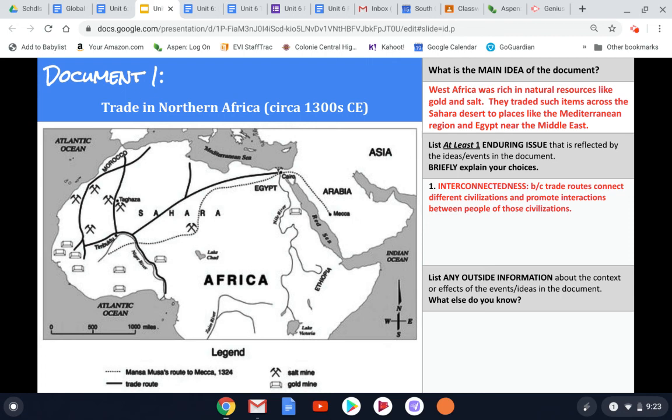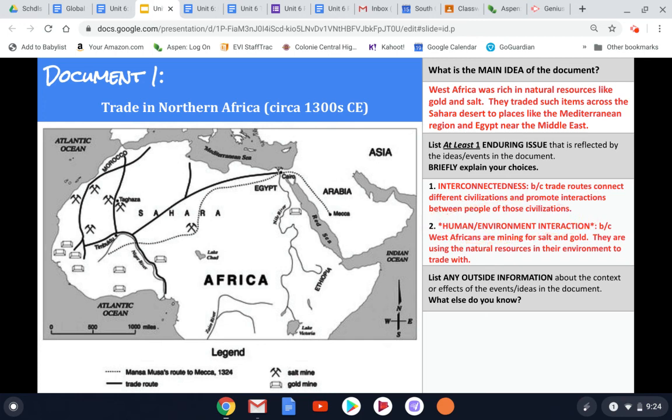Is there anything else that shows up in this document that fits into an enduring issue? We have trade, but what else is there that maybe can fit into a category? What I'm thinking of is not only is there trade, but what is being traded? Salt and gold are things that are in the ground, that people are mining. And what do we call it whenever a civilization or people are interacting and manipulating the world around them, the actual earth? We call that human-environment interaction.